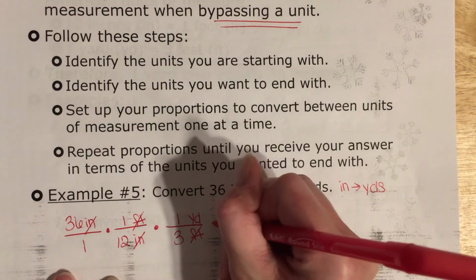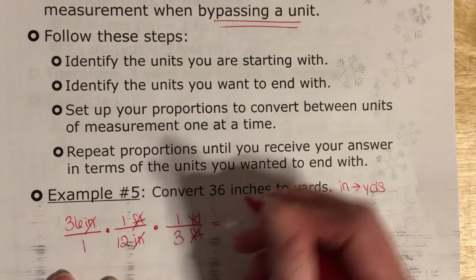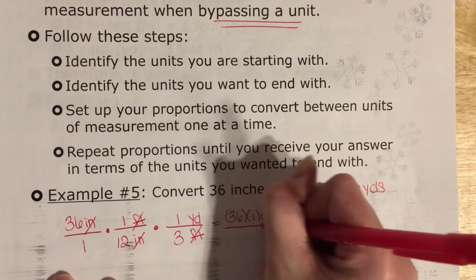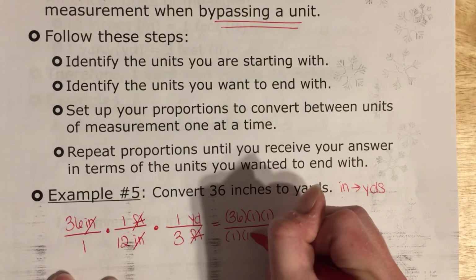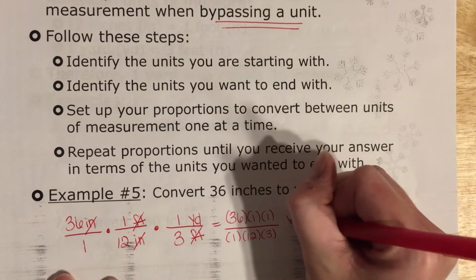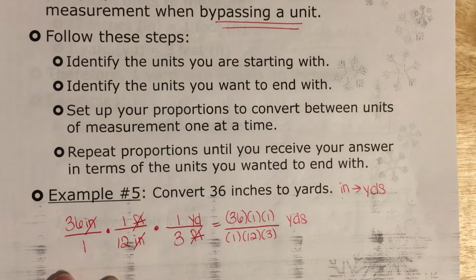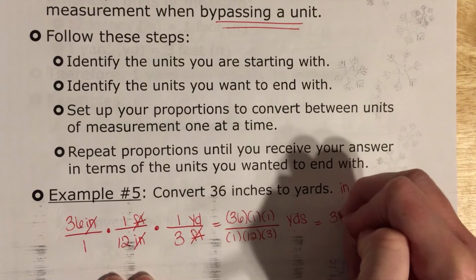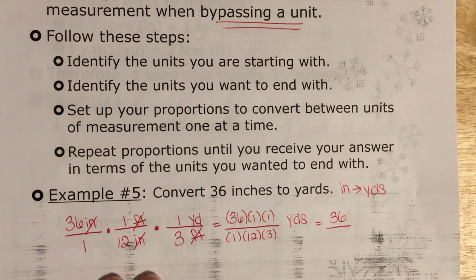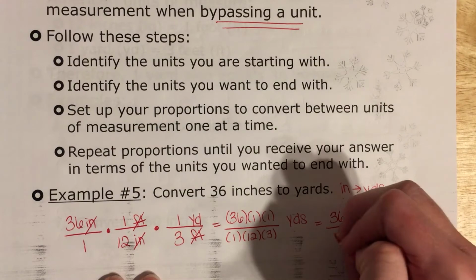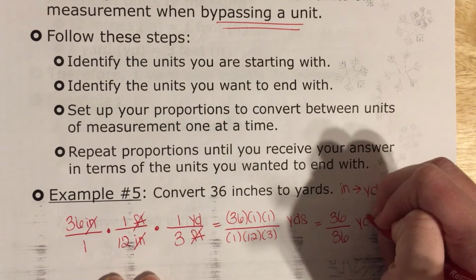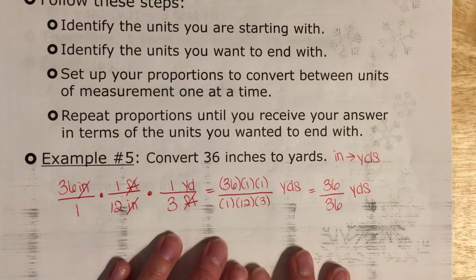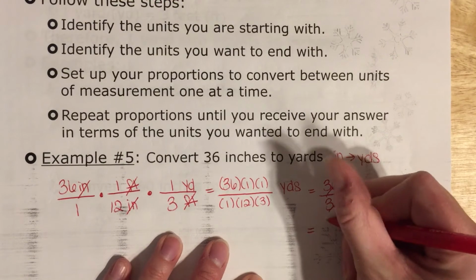So what am I left with? I have 36 times 1 times 1 over 1 times 12 times 3. And we're in terms of yards, which is what we want to be in terms of. 36 times 1 times 1, that's easy, 36. Use our calculator if necessary. 1 times 12 times 3 is also 36. Again, we're in terms of yards. Anytime I have a number in the numerator and denominator that are the same, it gives me a value of 1.